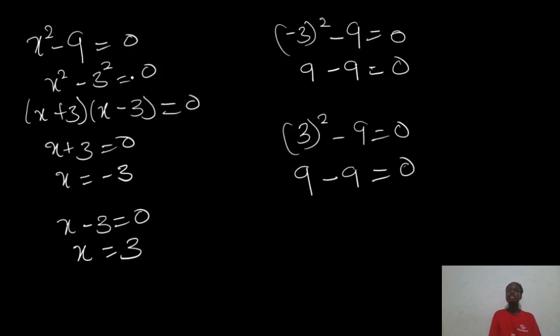But for this question, somebody could have also said that if x squared minus 9 is equal to 0, then x squared is equal to positive 9. So x will be equal to plus or minus the root of 9. So it means our x is going to be plus or minus, and the root of 9 is 3. So which is positive 3 and negative 3 as we got from our previous solution.